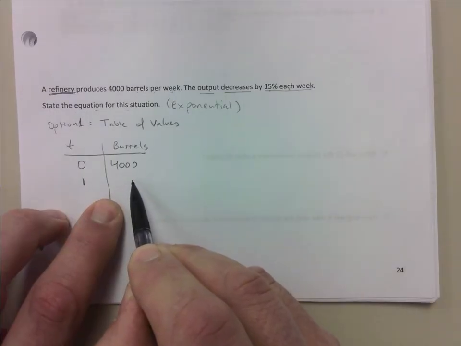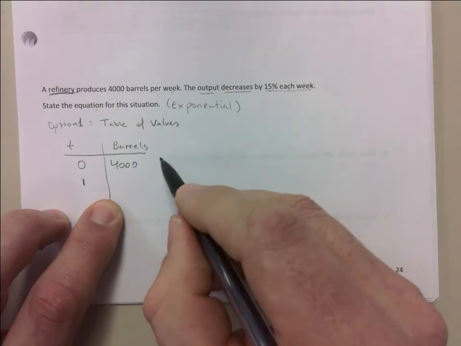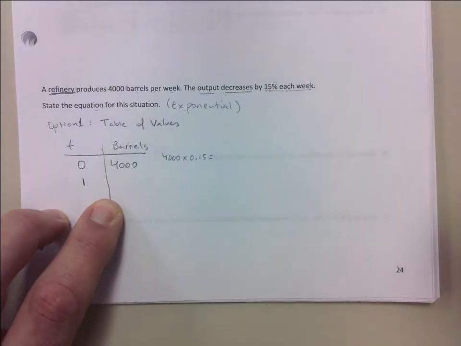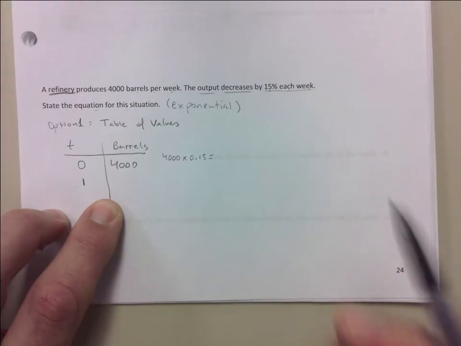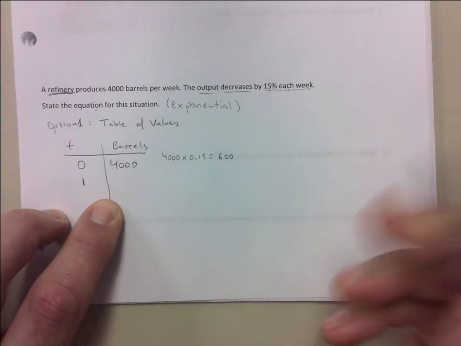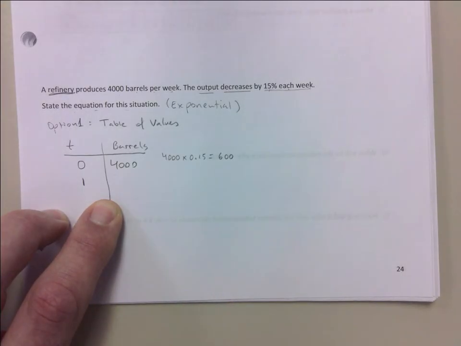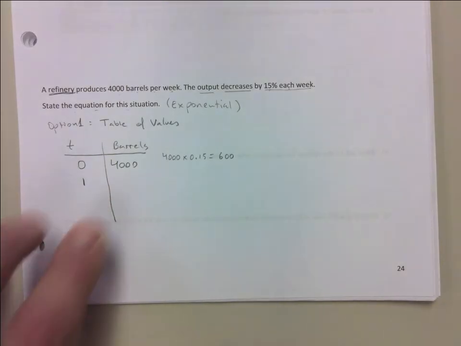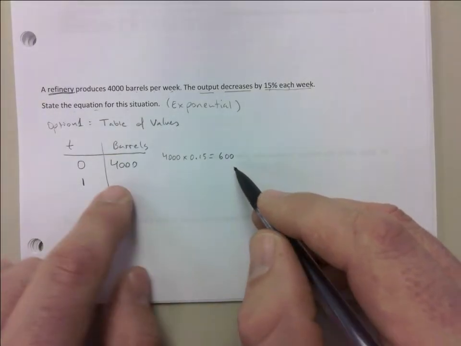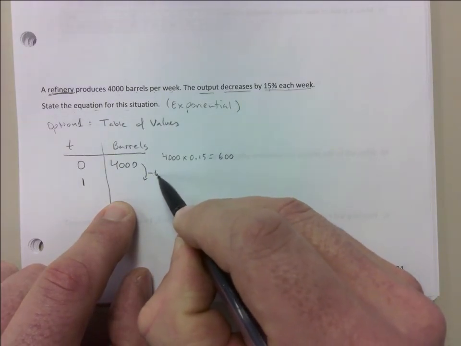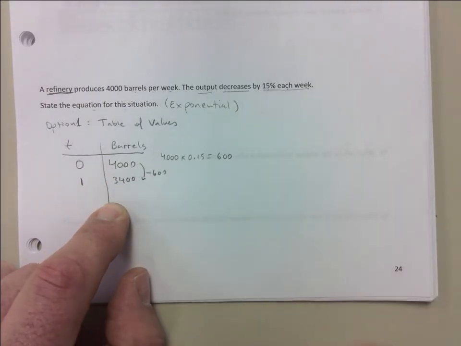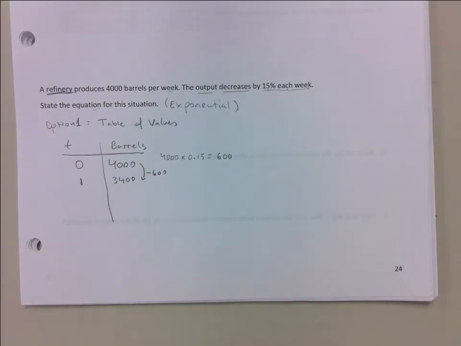There's less. So up to you how you want to do this on the side. I'm going to go 4,000 times 0.15. We're going to figure out what's 15% in this case. If you do the math, it's 600 barrels of a drop. Even if this is a decimal, we still use the decimal right now because we're trying to model the situation. So you're going to go minus 600, from 4,000 to 3,400. And you need one more.